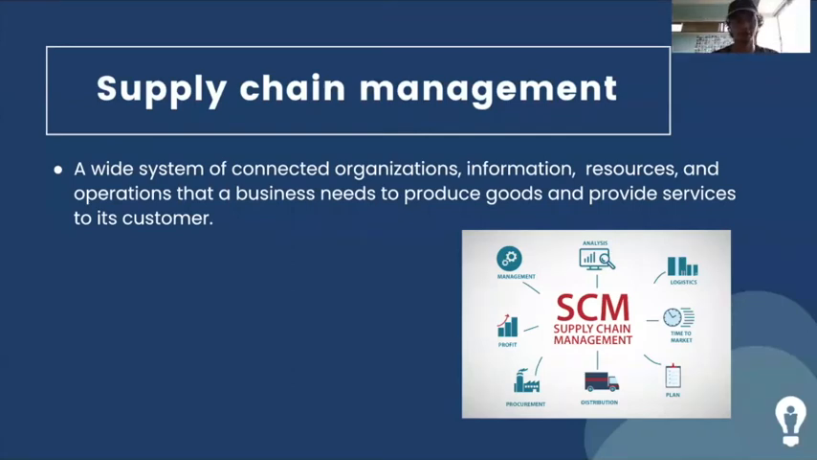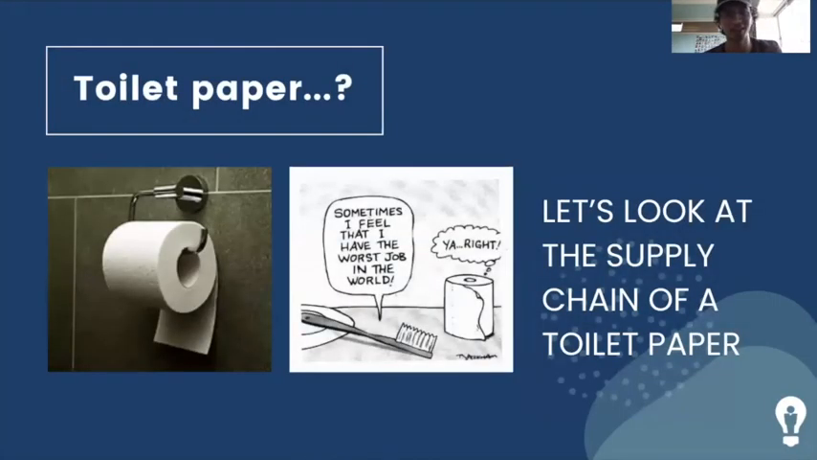So the last topic for today, which I think personally would be the most interesting topic, would be supply chain management. Let's understand what exactly supply chain management is, and I'll give you the definition for the same. Supply chain management is a system-wide network of connections, including organizations, information, resources, and operations that a business needs to produce goods and services to its customer. When you talk about supply chain, you talk about suppliers, you talk about your consumers, and how to join the two of them. So let's take an example which is very relatable.